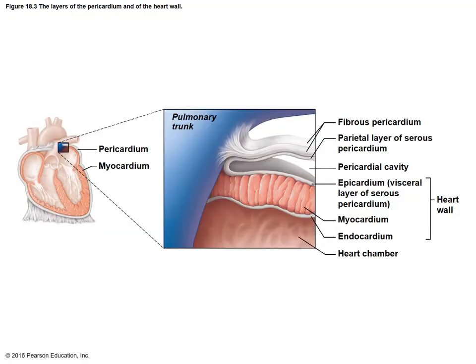So here you can see the various layers in the myocardium. This is the heart muscle itself. So you can see in the enlarged picture where you have the heart chamber, then the endocardium, the myocardium, which is the heart muscle, the epicardium, which is the visceral layer of the serous pericardium, and then the pericardial cavity that would be filled with fluid, and then the parietal layer, and then the fibrous pericardium.